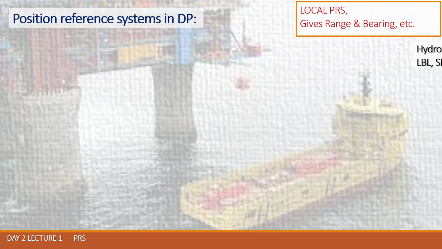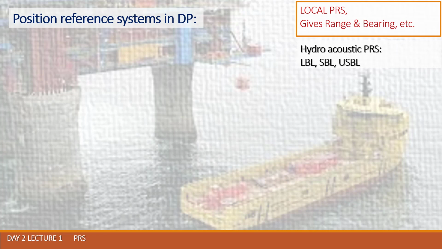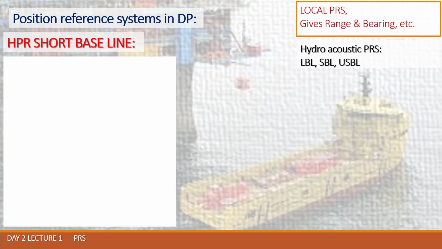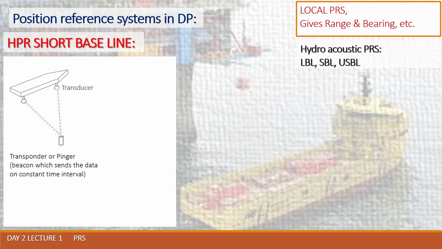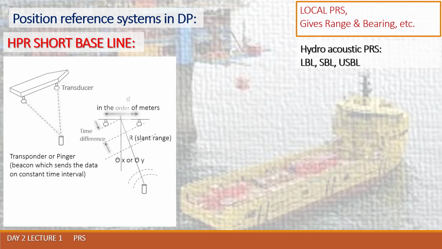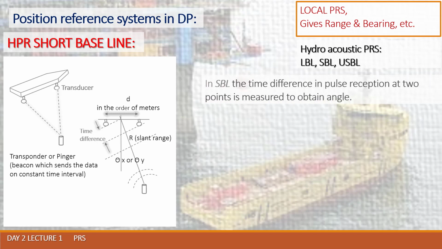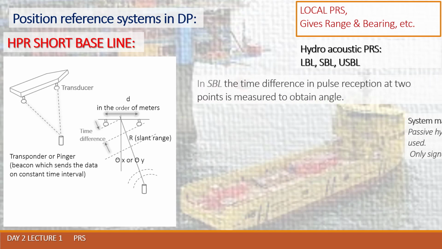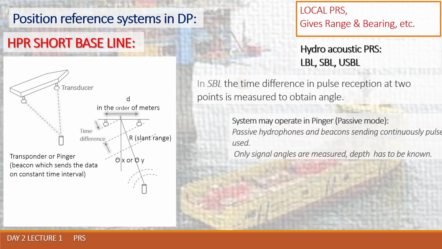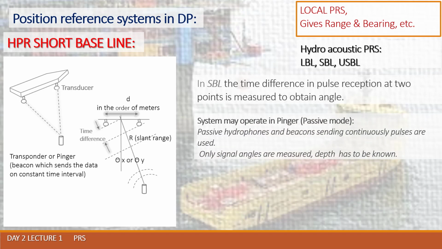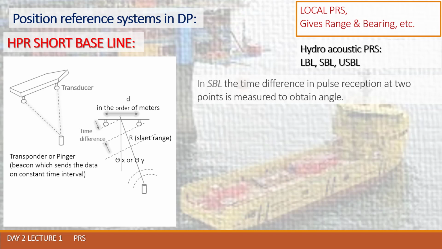In a short baseline system, the time difference in pulse reception at 2 points is measured to obtain the angle. Remember that, please. Here is the angle taken in calculation. This type of system may operate in ping or passive mode. Passive hydrophones and beacons sending pulses continuously are used, and only signal angles are measured and depth has to be known.